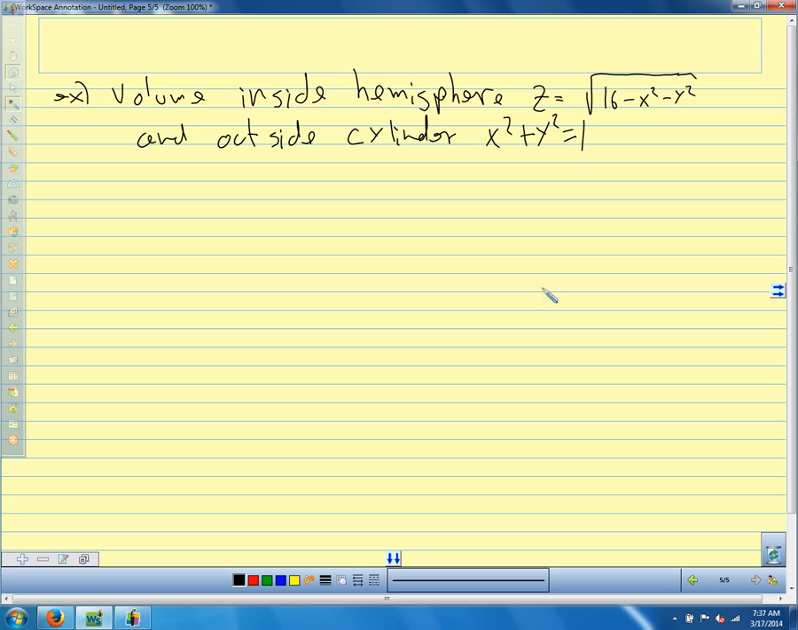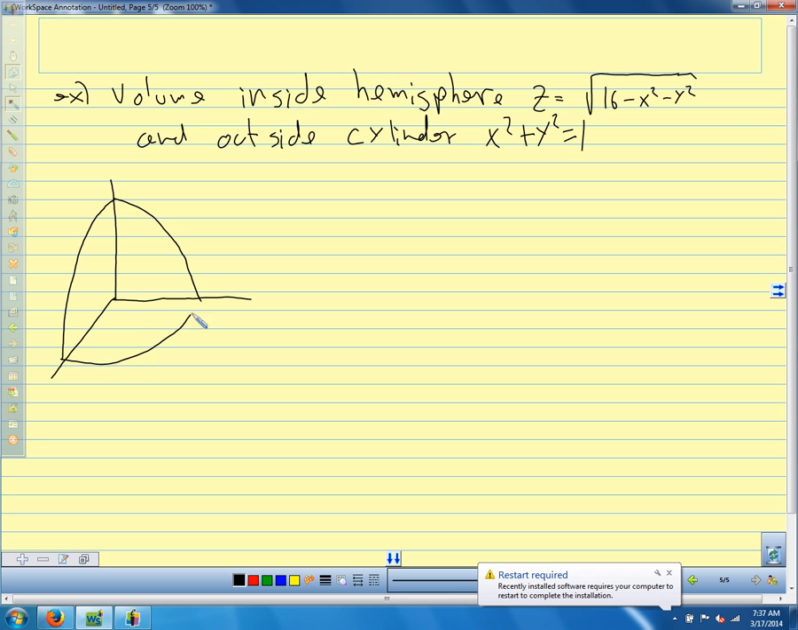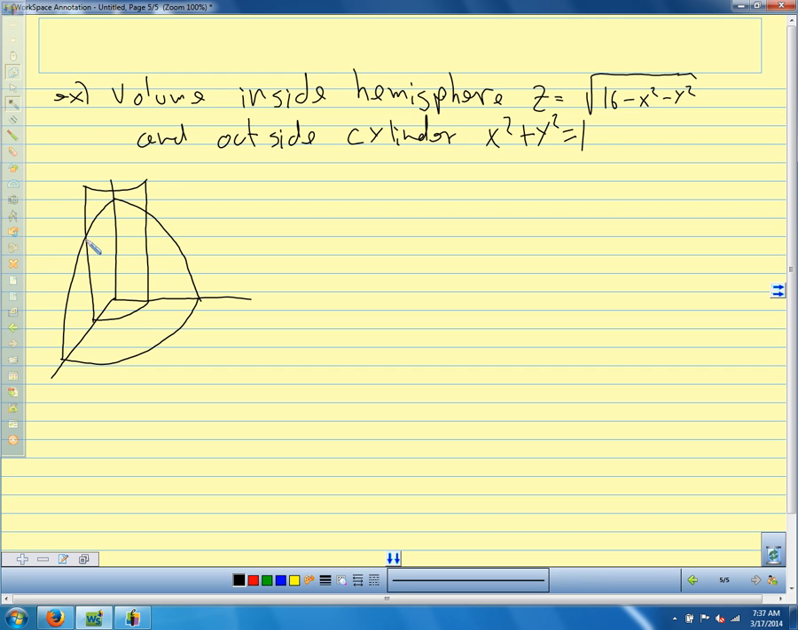For these kinds of problems, I find it very helpful to draw a little picture. So here's my coordinate system. Here's my hemisphere, the top half of this sphere. And here's my cylinder, like so. This cylinder is going to cut through the sphere here. We want the volume inside the hemisphere and outside the cylinder, so we're talking about this piece out here. So there's a picture of what we're looking at.